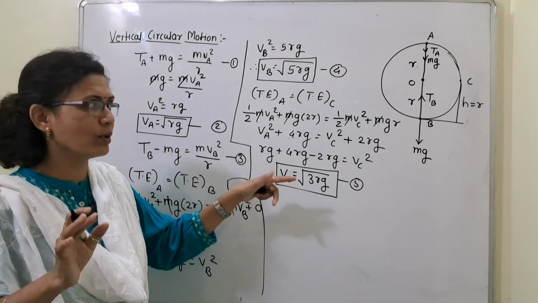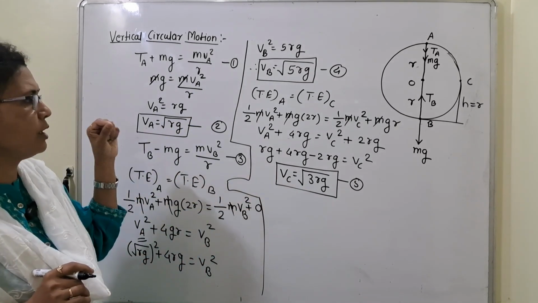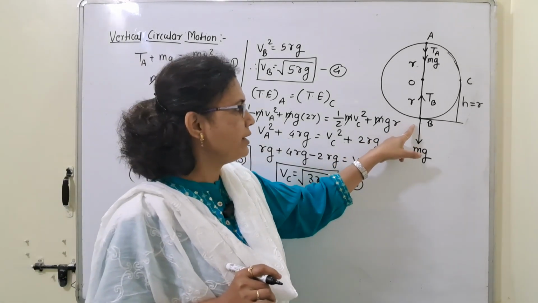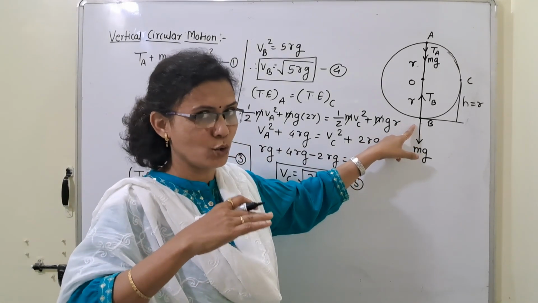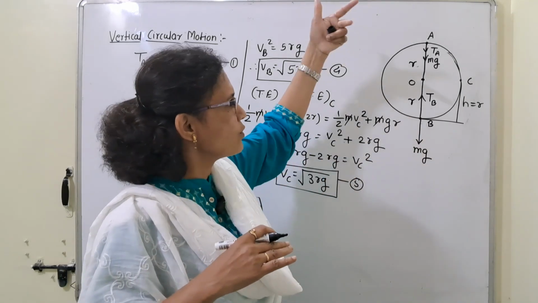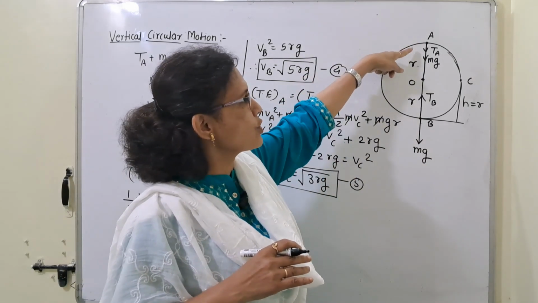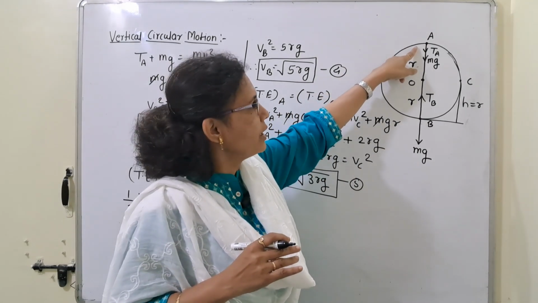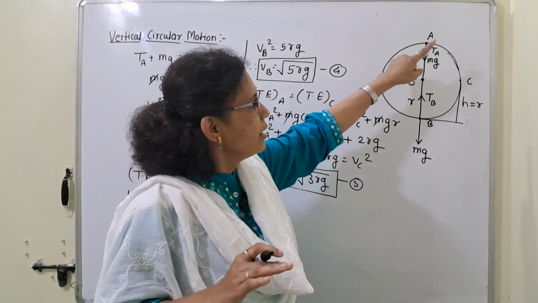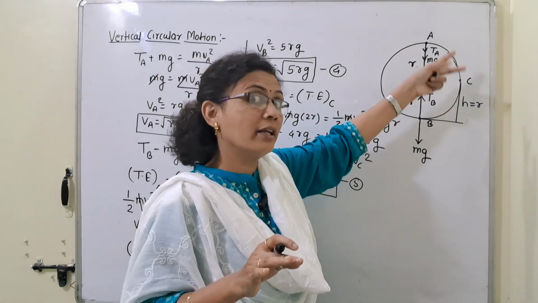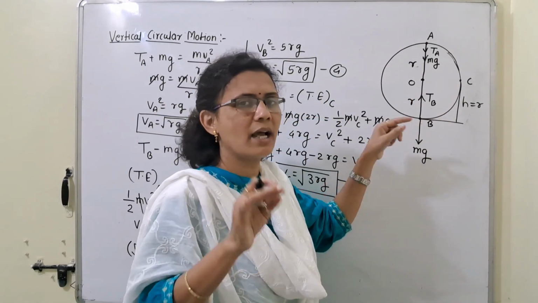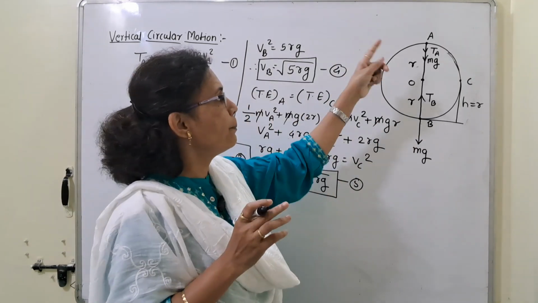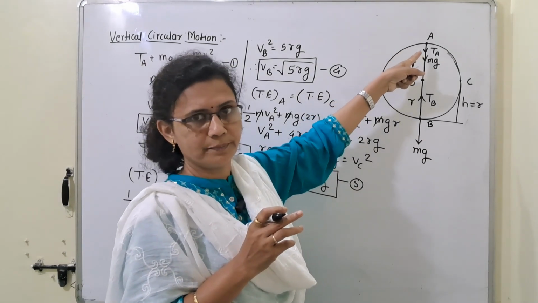If you observe this, you will get the idea that a particle which is moving in a vertical motion has higher velocity at the bottom point, that is the lowermost point, and it has the lowest velocity at the uppermost point, that is the highest point A. At point A, velocity will be less. Greater than that will be at C, and greater than that will be at B. Means highest velocity will be at the bottom point and lowest velocity will be at the uppermost point, that is point A.